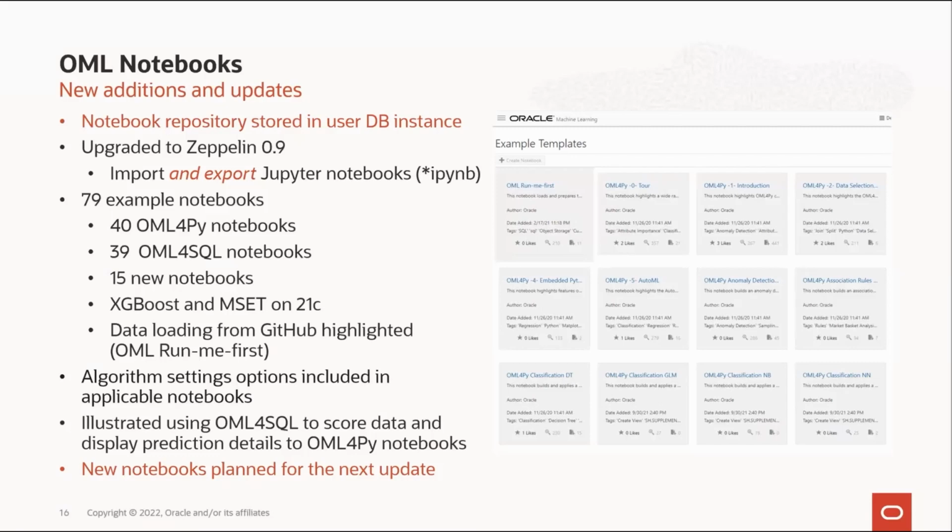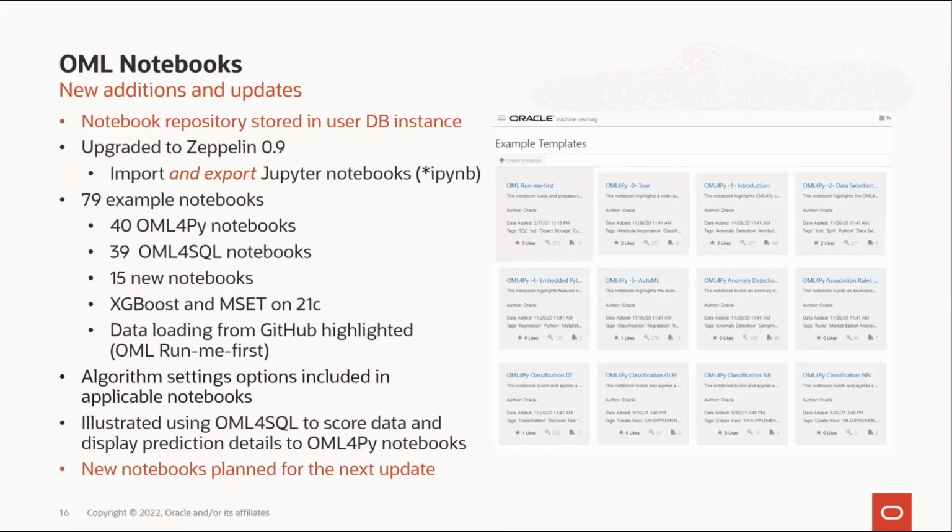Regarding OML notebooks itself, I'll just highlight that we've provided example notebooks that cover the full range of algorithms supported by OML for Py and OML for SQL, along with the new 21c algorithms for XGBoost and MSET for anomaly detection. You can also see an example of how to load data into your Autonomous Database instance where the data is stored in GitHub. Many of the notebooks have been augmented to include descriptions of the settings available for specific algorithms, but I still recommend you check out the documentation for the full range of settings that are available.